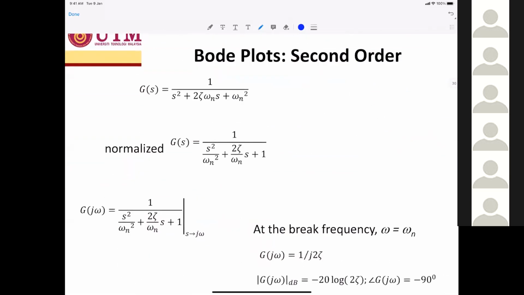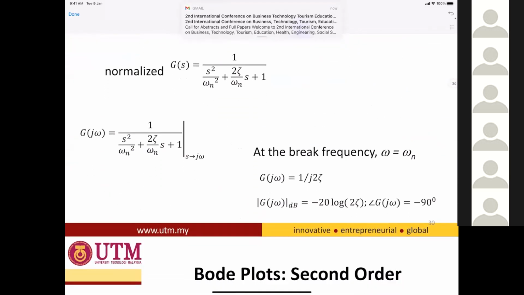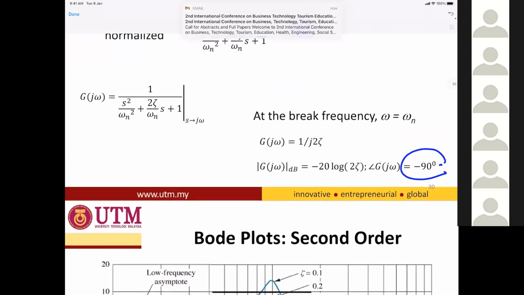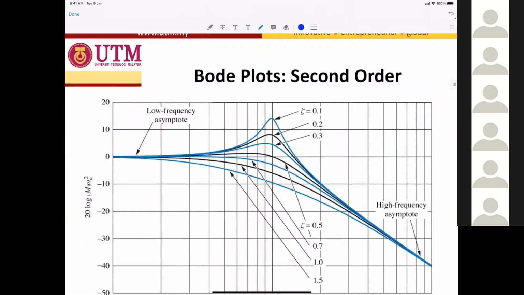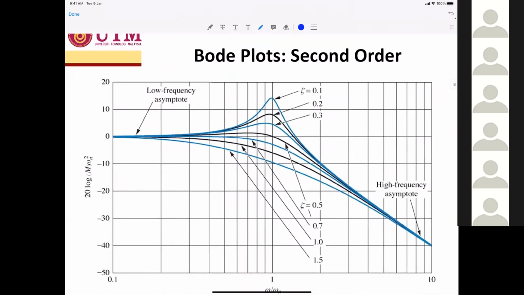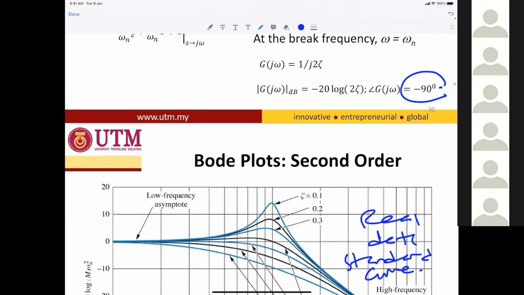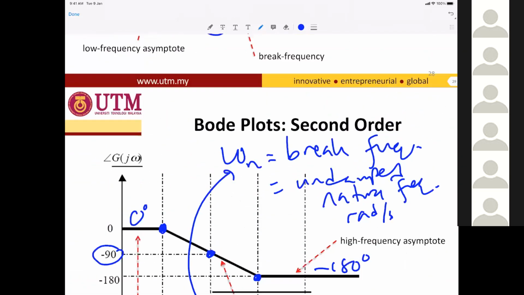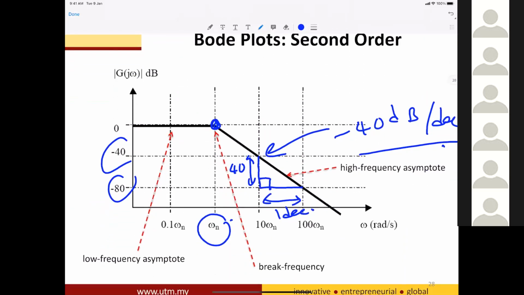So Bode plot for the second order, when we normalize, at break frequency, we get minus 90 degrees. The plot is shown here in the real data standard curve. And the straight line approximation is shown here.